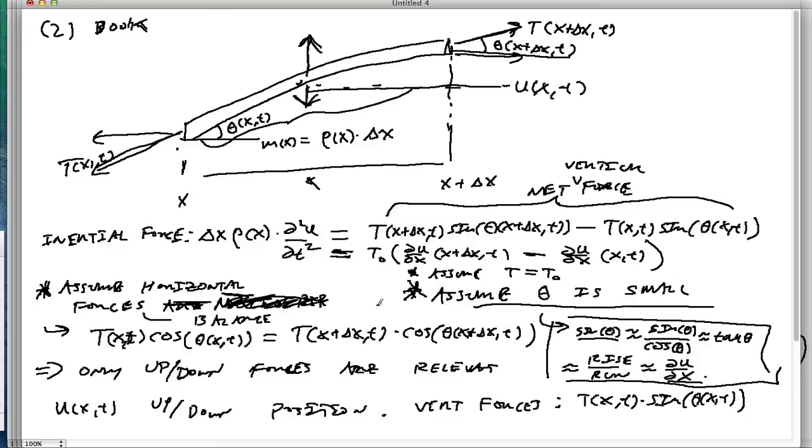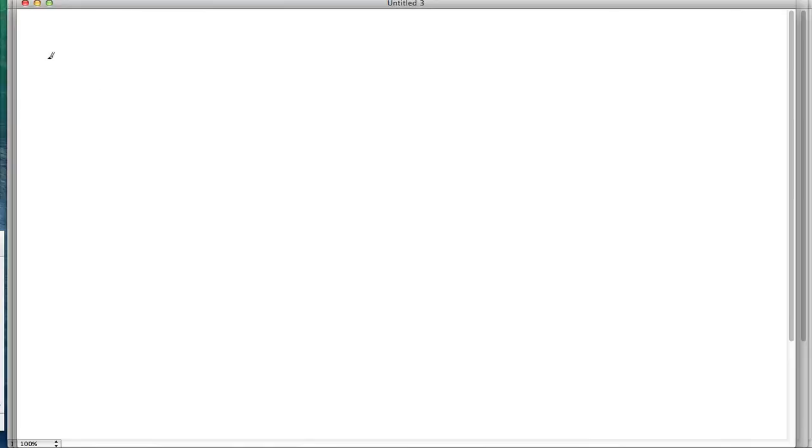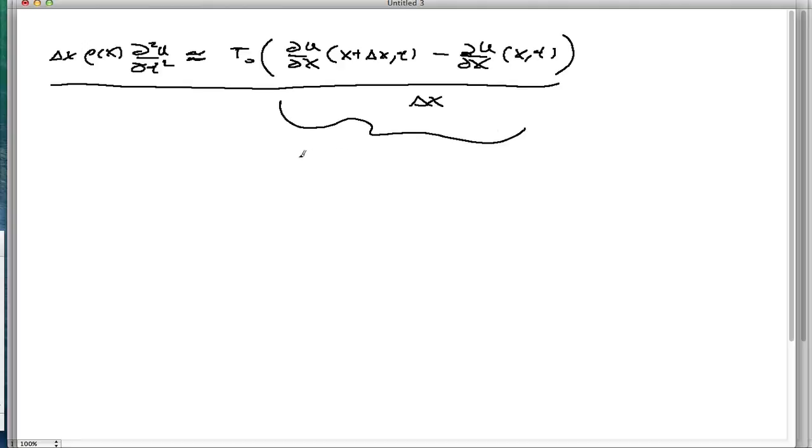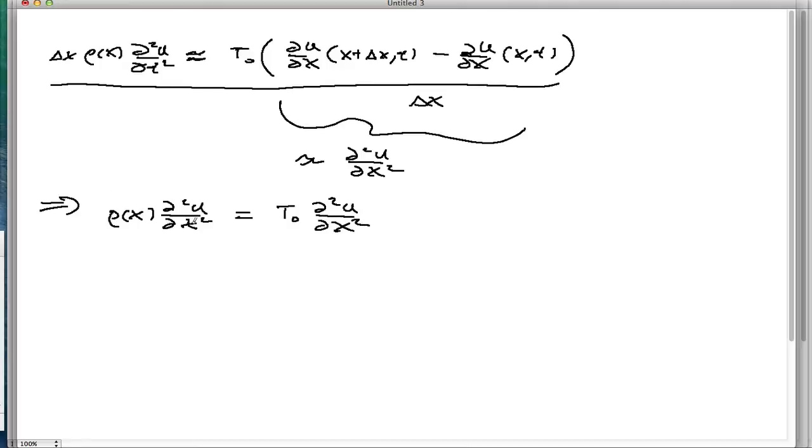So there you go. I'm going to get a new sheet of paper and write that down. What we have here is Δx times rho(x) times the second partial of u with respect to time, which is approximately equal to T0 times the partial of u with respect to x at x+Δx minus the partial of u with respect to x at (x,t). Now, just like we did before, we divide by Δx, and note that this looks a lot like a second partial derivative with respect to x, and we get the wave equation.